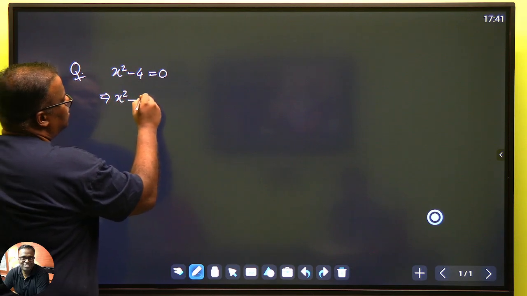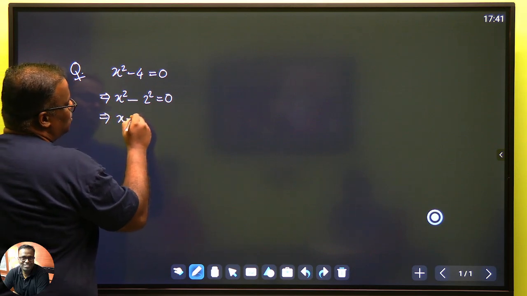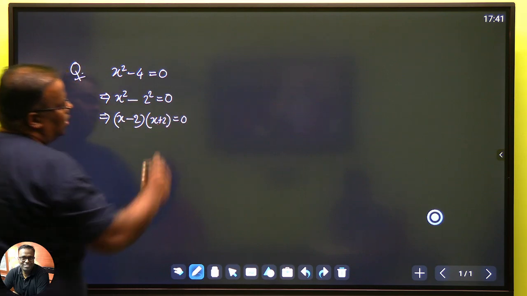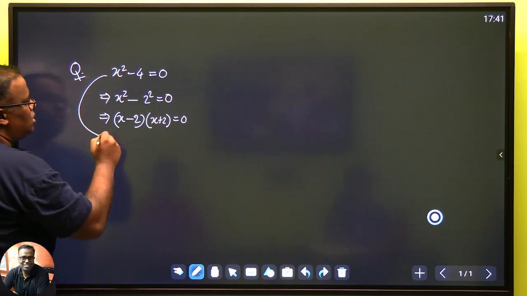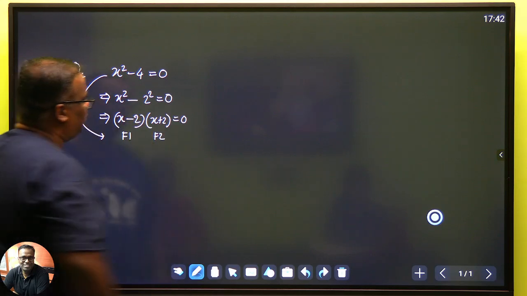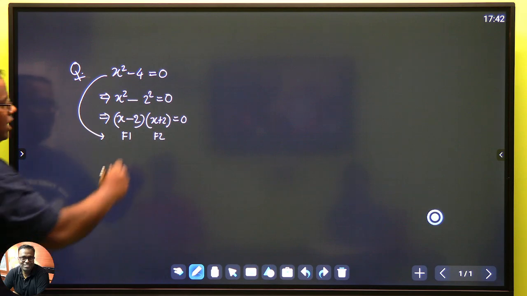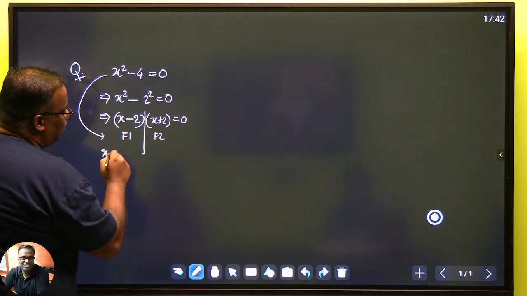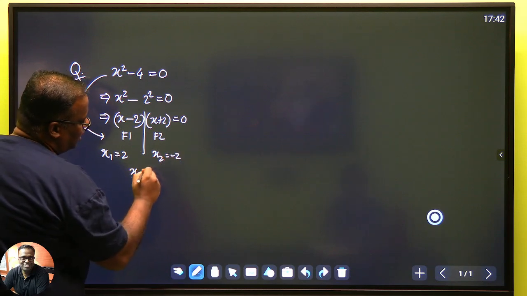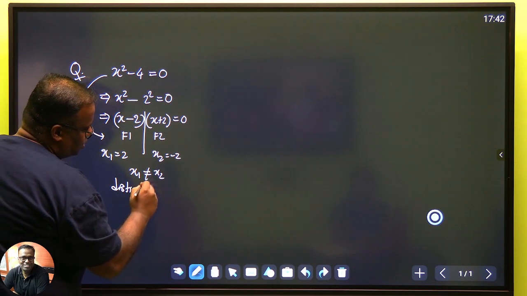Absolutely, Ahiri's favorite problem. So this becomes a square minus b square: x minus 2 multiplied by x plus 2 is equal to 0. Look again, have we not reduced it into two factors, f1 and f2? After this you know how to solve it. Either this is equal to 0 or this is equal to 0. In both cases you get x1 equal to positive 2 and x2 equal to negative 2, and x1 is not equal to x2. So this is also a clear-cut case of distinct roots.